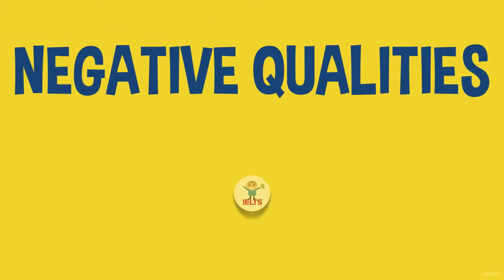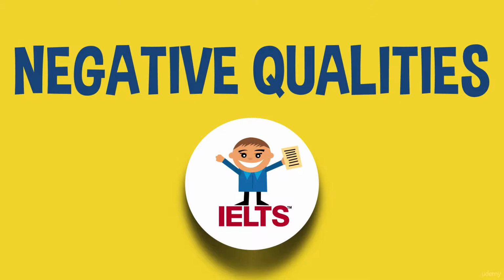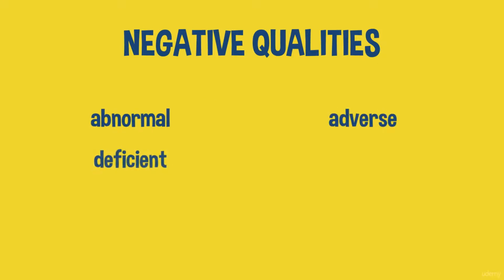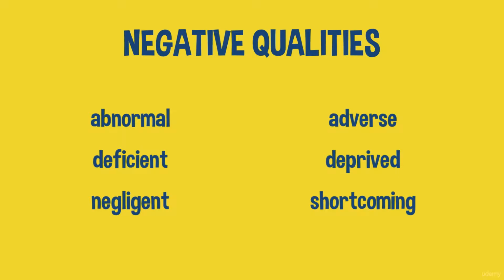In this video, we're going to be looking at words connected with negative qualities. And here are the 7 words: abnormal, adverse, deficient, deprived, negligent, shortcoming, volatile. And the first word is abnormal.